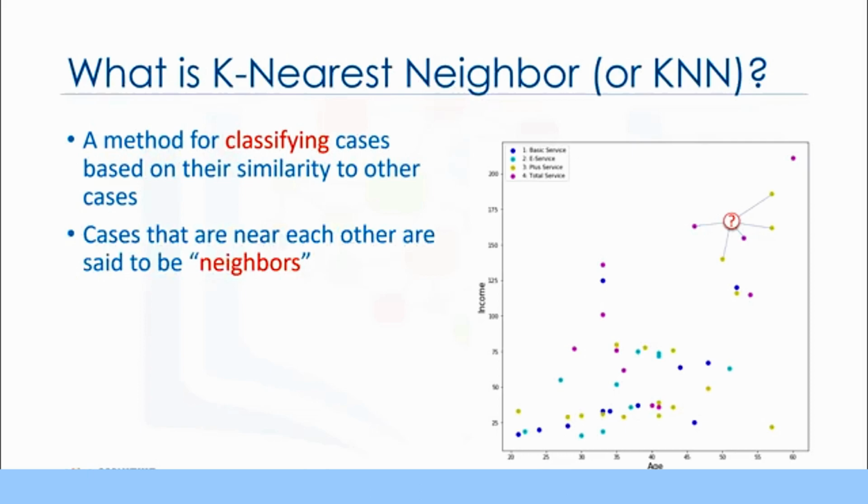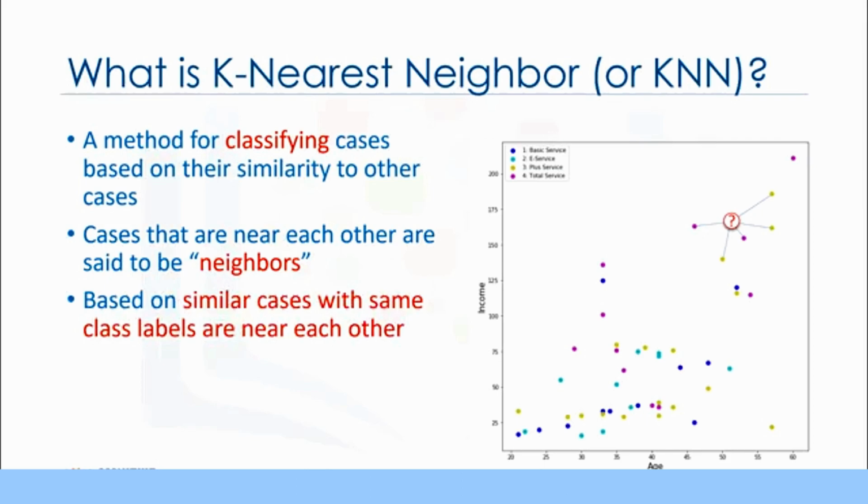In k-nearest neighbors, data points that are near each other are said to be neighbors. K-nearest neighbors is based on this paradigm. Similar cases with the same class labels are near each other. Thus, the distance between two cases is a measure of their dissimilarity. There are different ways to calculate the similarity, or conversely, the distance or dissimilarity of two data points. For example, this can be done using Euclidean distance.